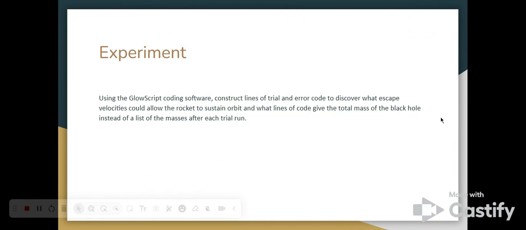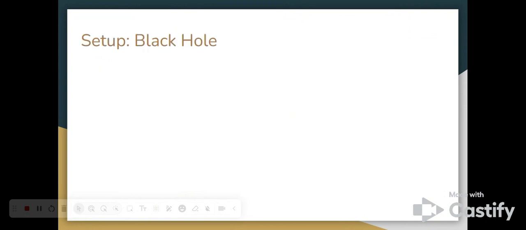The experiment is simple. We're going to use GlowScript software to construct lines of trial and error code to discover what escape velocities could allow the rocket to sustain orbit and what lines of code give the total mass of the black hole instead of a list of the masses after each trial run.